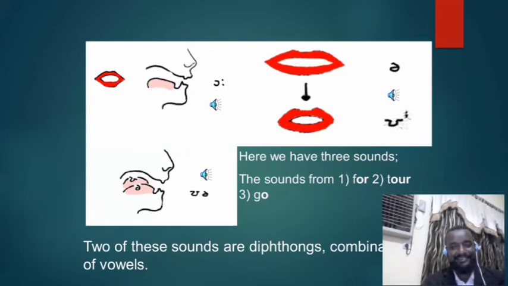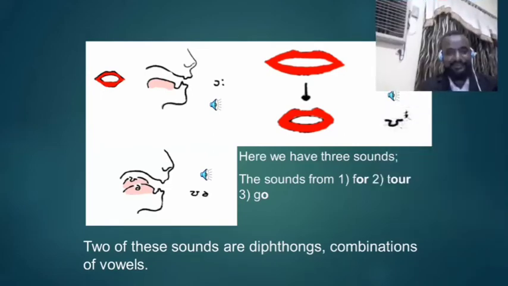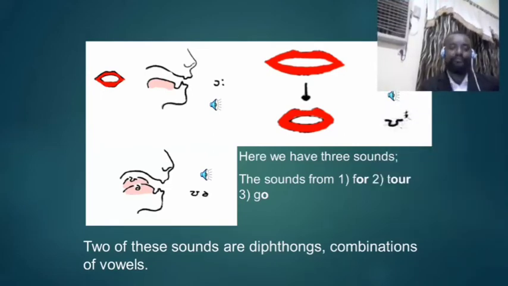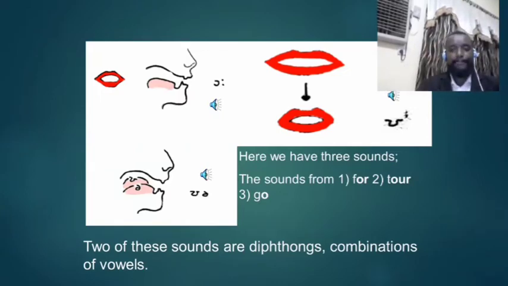Coming to schwa, schwa is a neutral sound which has no shape. It's a neutral weak vowel. The tongue is neutral, the lips are neutral, and even in the length.